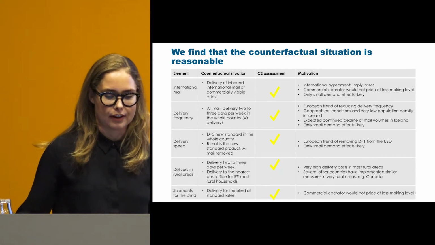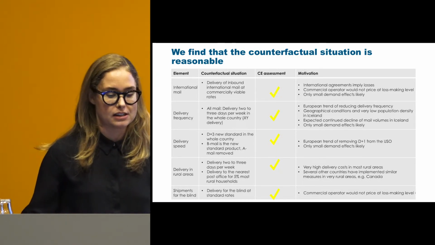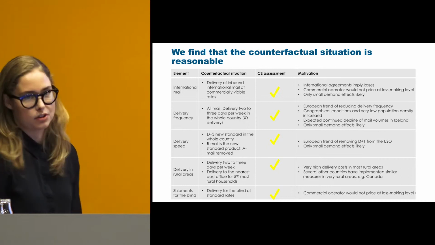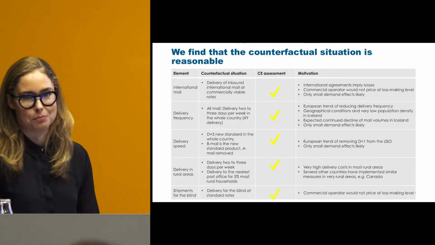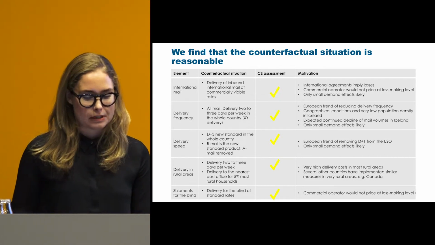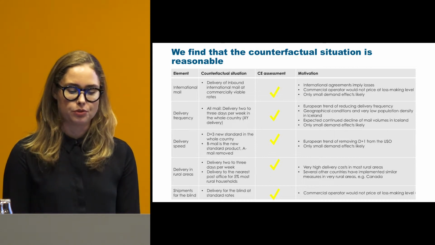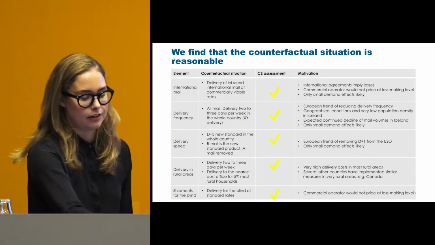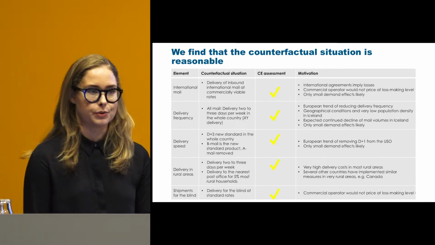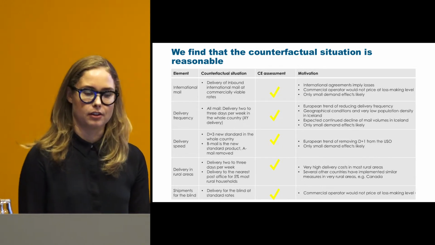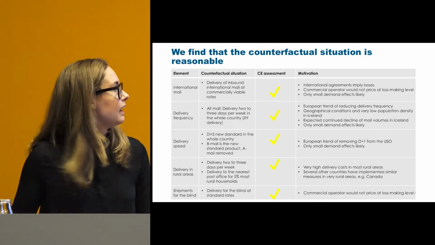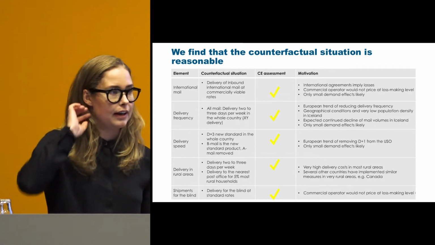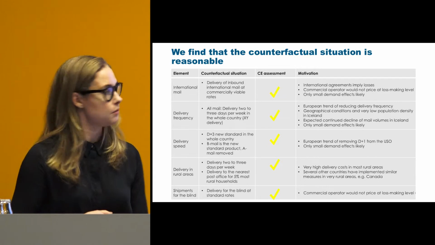Regarding the delivery frequency, we also find that it's reasonable to deliver 2 to 3 days per week. This is a general trend in European countries, and given the geographical conditions we just looked at, it makes sense. Looking at delivery speed, we can also see a European trend of removing D+1 from the USO. Looking at delivery in rural areas, we can see that other countries are doing similar changes in their service level in these areas. And looking at shipments for the blind, it's also reasonable not to deliver letters for free, because no commercial operator would do that.